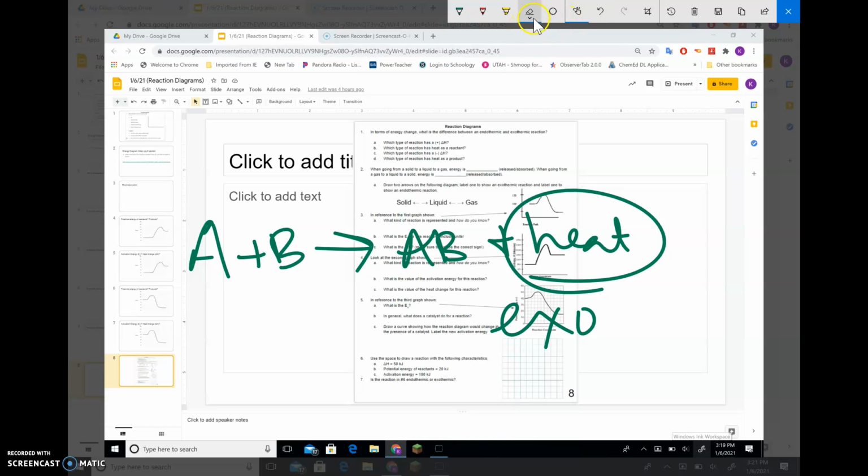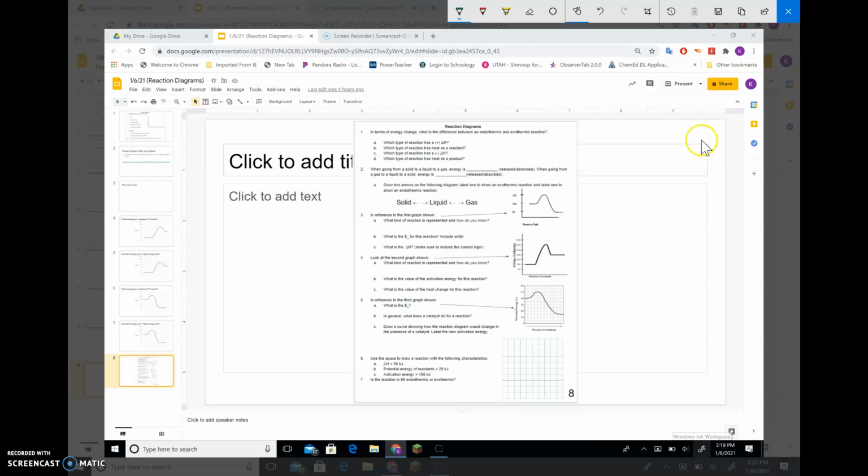Let's look at number 2. The first thing I want you to do is draw 2 arrows, one from the solid to the gas and one from the gas to the solid. Number 2 says, when going from a solid to a liquid to a gas, energy is blank. Think about what you have to do to go from a solid to a gas. You've got to absorb energy. So this is absorb, and this is an endothermic reaction. You can go ahead and write endothermic on top of that arrow.